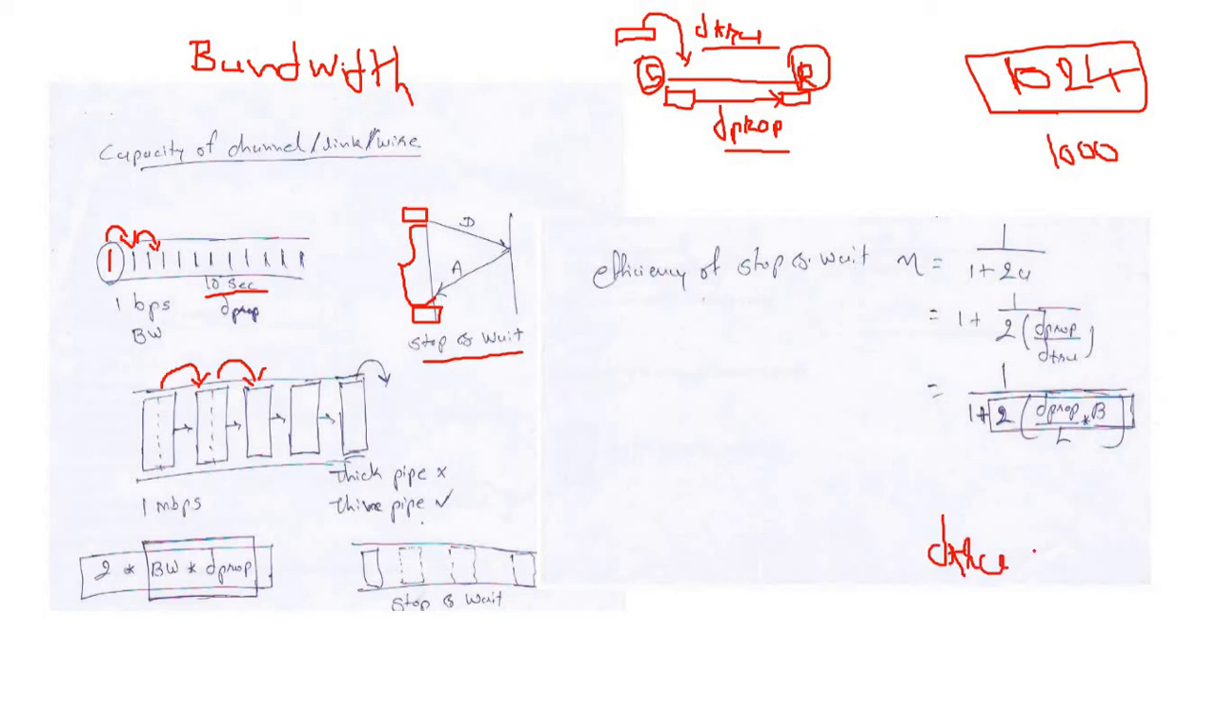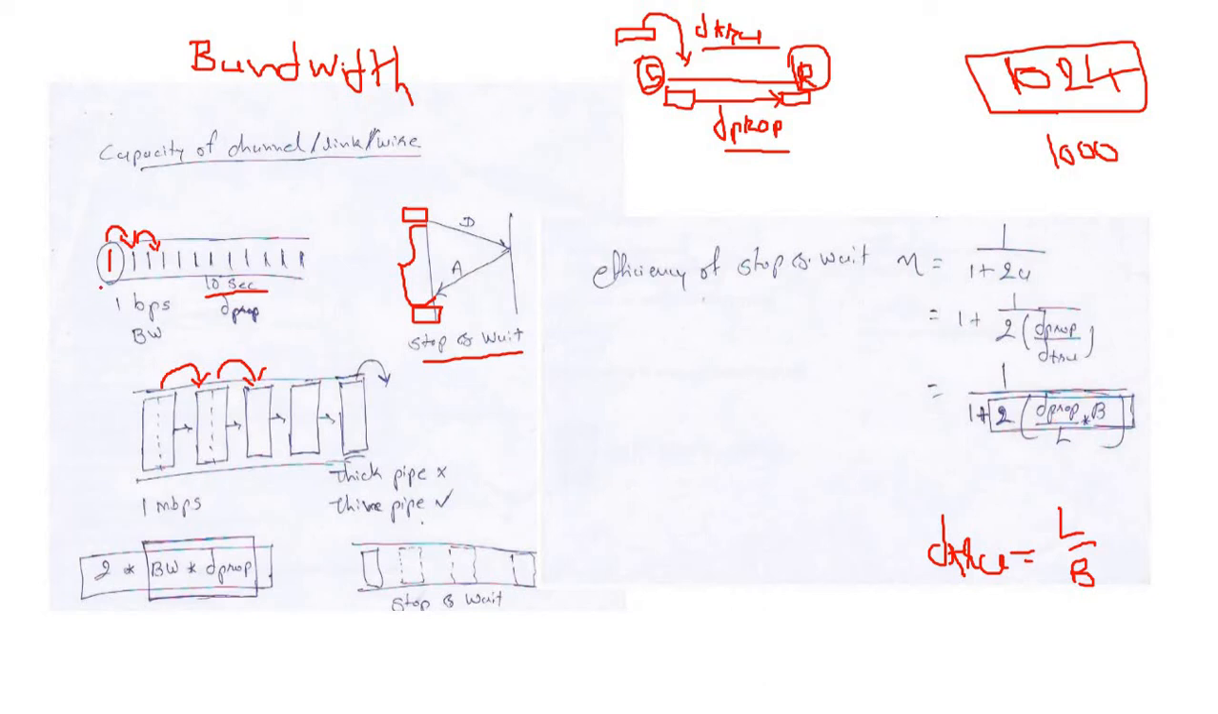Equation of transmission delay is equal to L by B. So whenever you put L by B here in terms of transmission delay, you will get 1 plus 2 into delay of propagation multiplied by B divided by L. Now, if you take this term, 2 into delay of propagation into bandwidth, that is the total channel capacity.